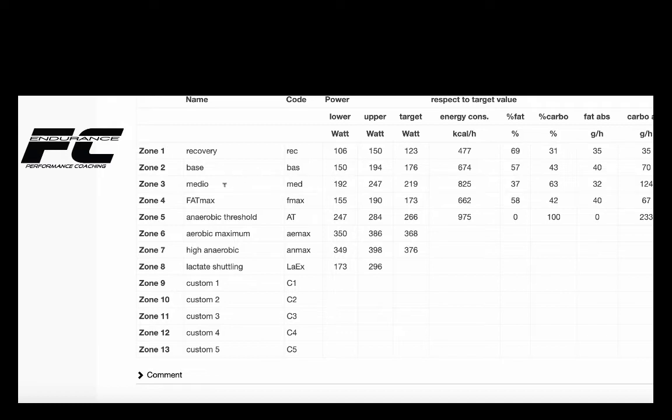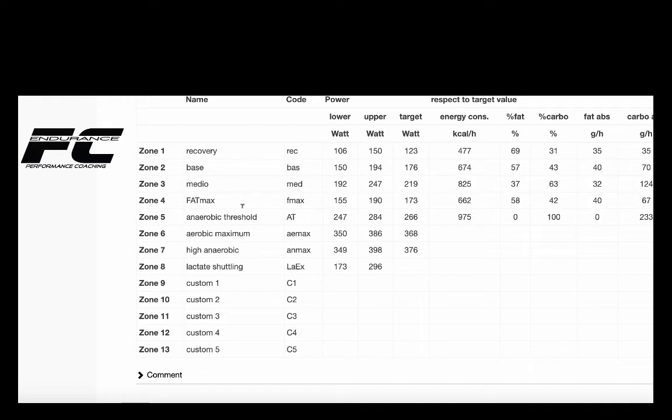Okay, so the next one is zone 3. And keep in mind, it's not your traditional zone 1, 2, 3, 4, and 5. Okay, but just look at these as their own zones. So the medio zone, it starts at the lower end at 192, and it goes up to 247, with the target being at 219. And so there will be times where I will have you work out and complete intervals at 220 watts as your target, and there's going to be specific purposes and reasons for that.